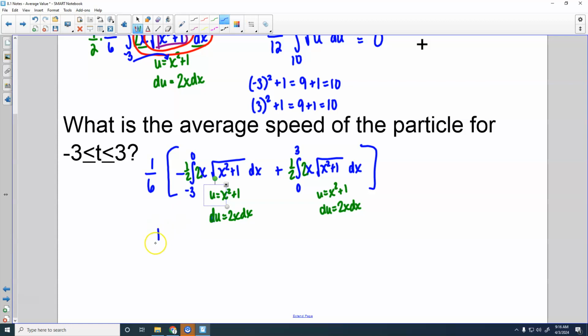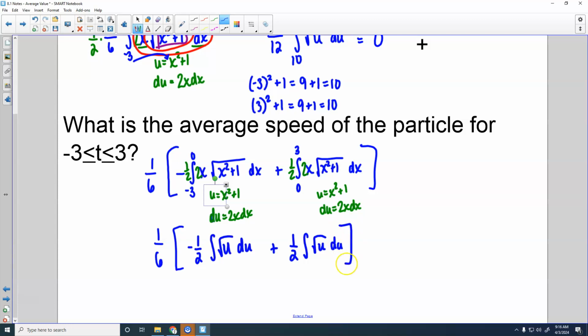So we're going to have negative 1/2 integral of u square root of u du, plus positive 1/2 integral of square root of u du. And I purposefully held off on those limits because I want to switch those to x's.